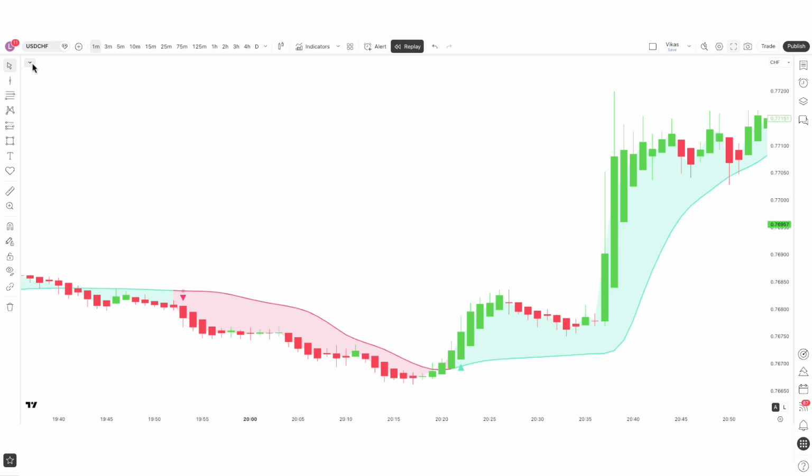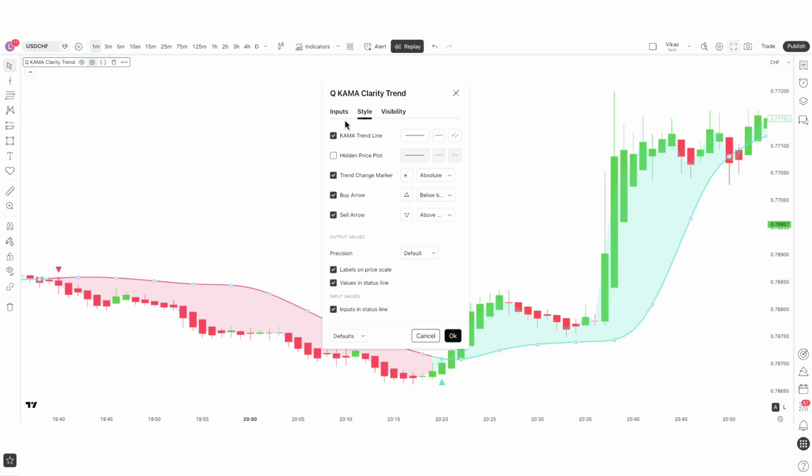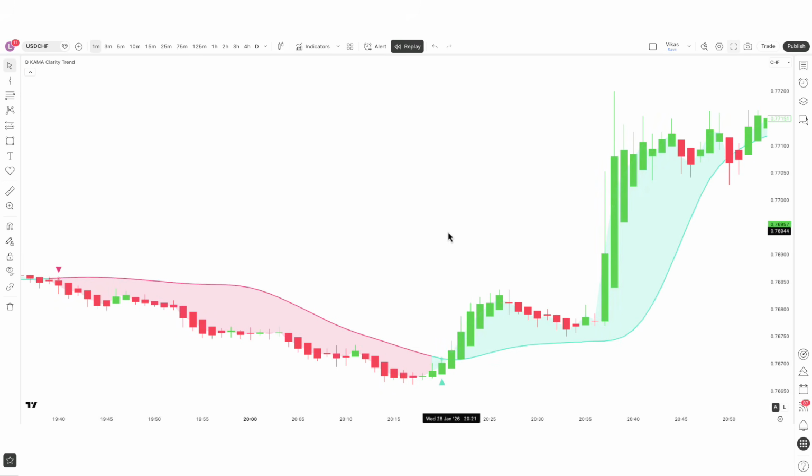Now change the indicator settings for perfect signals. First, change the Gaussian Length option from 4 to 11, then change the Gaussian Sigma option from 2 to 6, then change the Source option from Close to High, then change the Kalman Length option from 45 to 42, and change the ATR Multiplier option from 1.5 to 0.5. Everything is fine after that. Click OK. Now we'll add one more indicator to make this strategy more powerful.